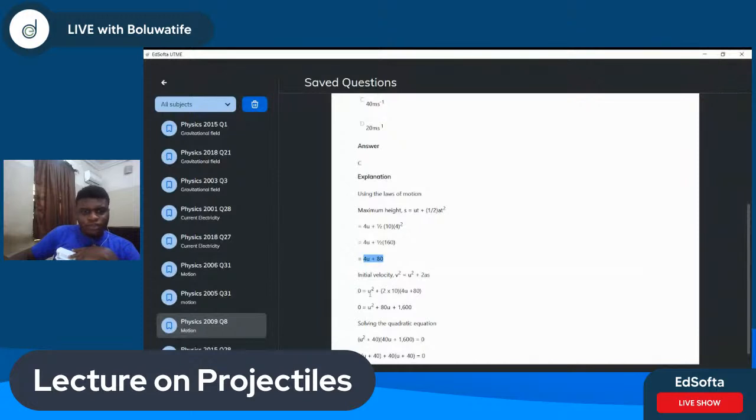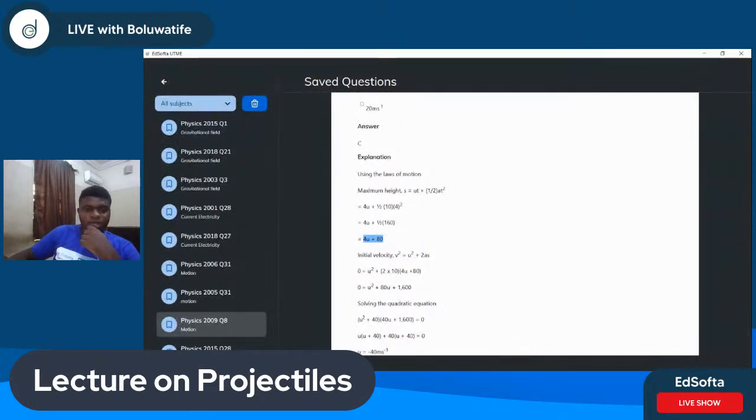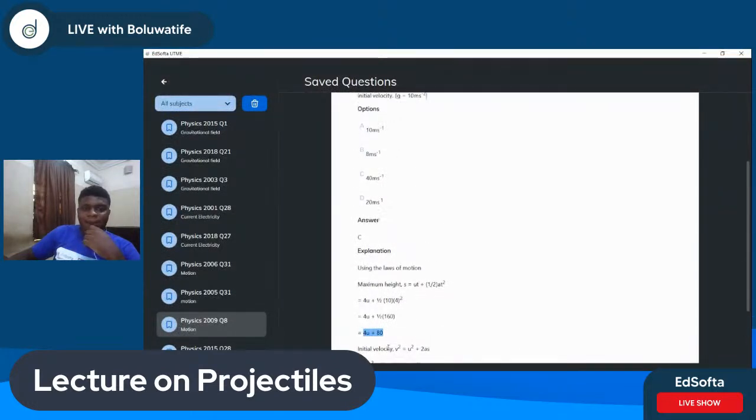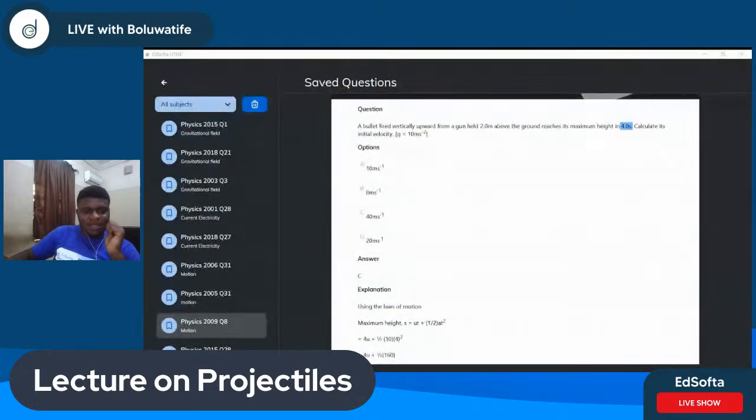So you now have u squared plus 2 times 10, which is 2 times the acceleration due to gravity, then times 4u plus 80. When you expand this bracket, you end up with u squared plus 2 times 10 is 20, 20 times 4 is 80u, and then 20 times 80 is 1,600. Then you solve it quadratically. What you end up with is 40 meters per second. So the answer here would be C.